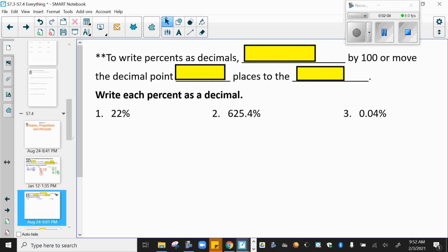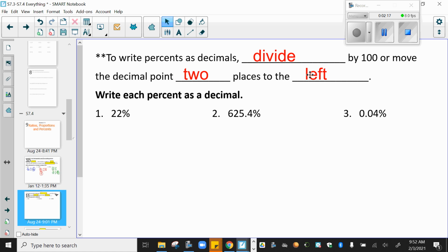Next page. To write percents as decimals, we're going to divide by 100 or move the decimal point 2 places to the left. This is easy. Remember, on here, our decimal point is here at the end. So we're going to divide by 100. If I do 22 divided by 100, it'll make the same as this answer. I'm going to move it 2 to the left. 1, 2, so I have 0.22. If I take 22 divided by 100, I get this.